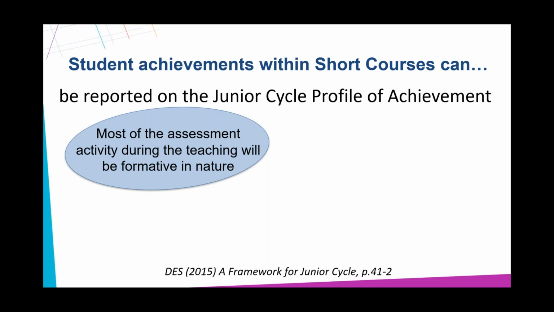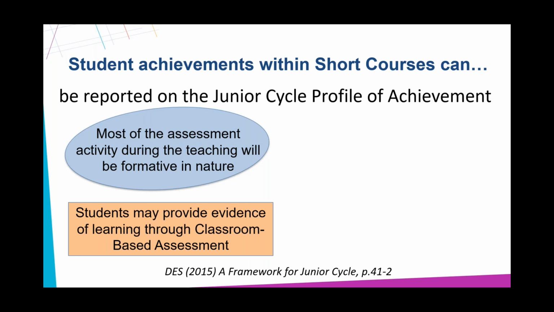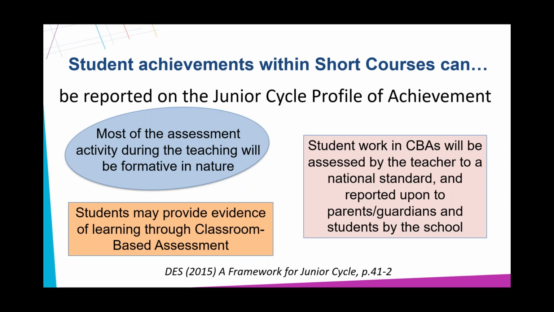And the framework for junior cycle 2015 states that most of the assessment activity during the teaching will be formative in nature. So again, formative assessment, it'll happen during the learning rather than the summative, which measures learning at the end of the process. Students may produce evidence of learning through the classroom-based assessment, which can be recorded on the JCPA. Students work in the CBA. If we decide to go with the short courses, we will be running with the CBA, which is assessed by the teacher to the national standards, which are our features of quality. Again, they're available in the assessment guidelines for a particular short course, and reported on to parents and guardians and students by the school.